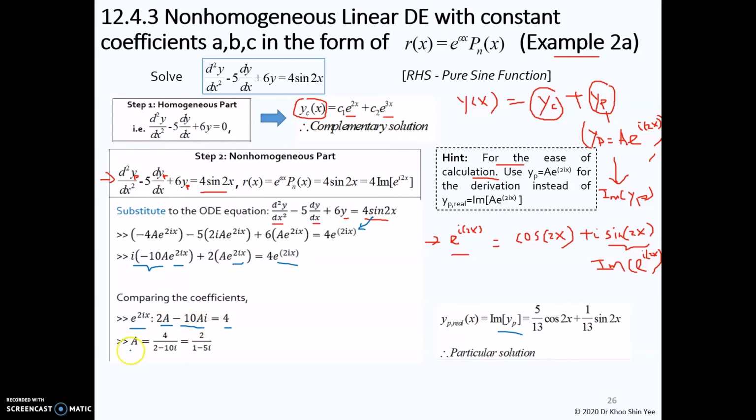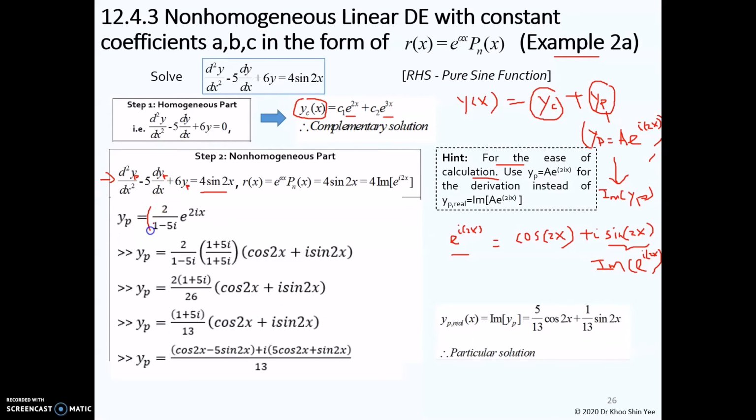From here we can obtain the a, where your a is equal to 4 divided by 2 minus 10i. And you can further simplify it into this. So you have a complex number for your unknown a in this case. So you can substitute the a inside the yp solution. So later you are going to find the imaginary part of this yp solution to obtain the actual yp. So you continue to substitute the a inside, and you are looking for what is the imaginary part of your yp. From this format, it's hard to see what is the real part and what is the imaginary part.